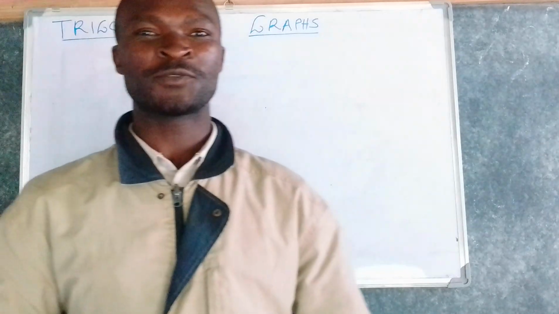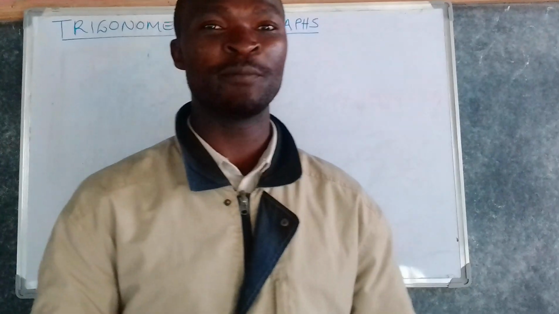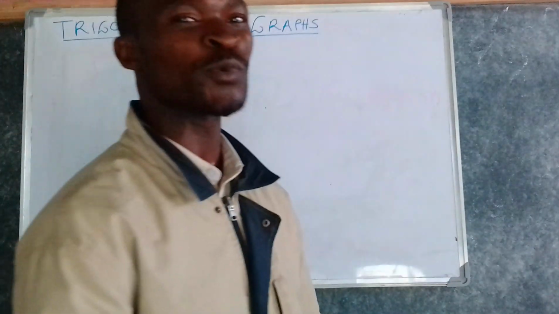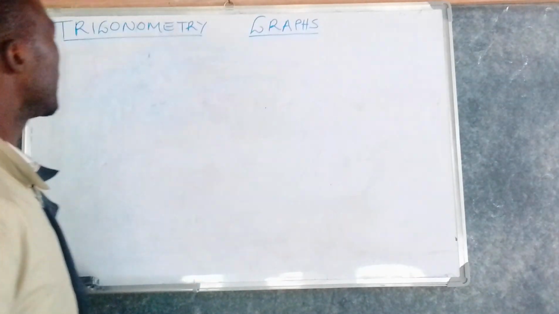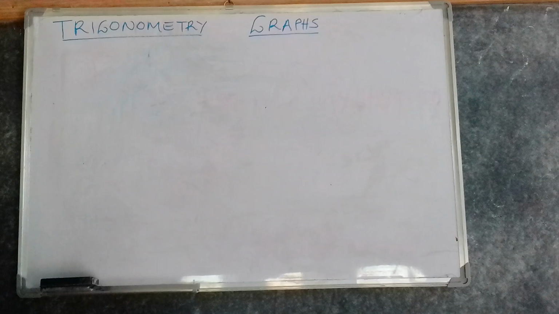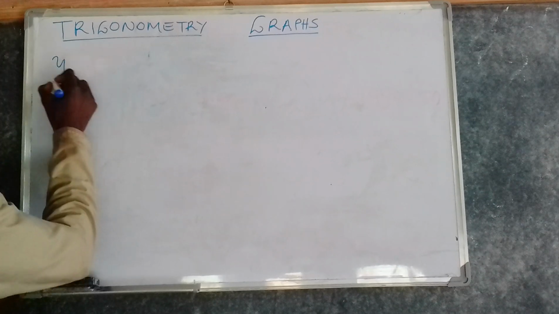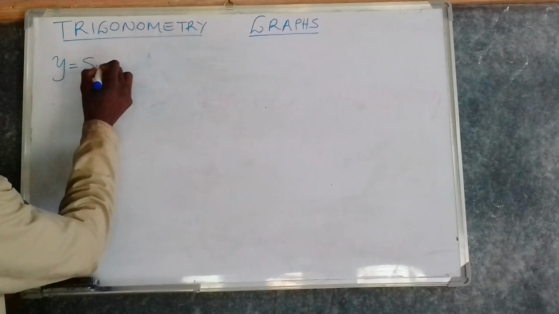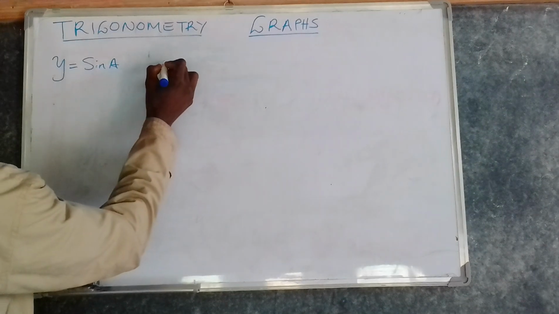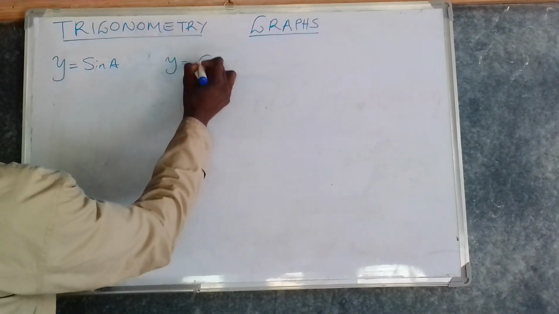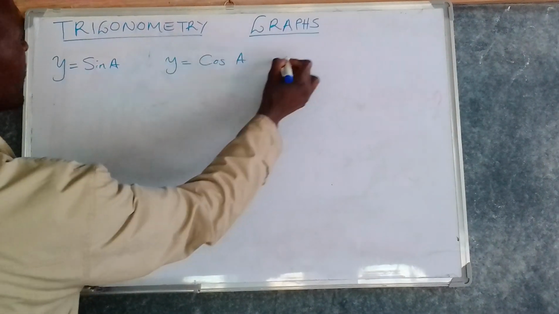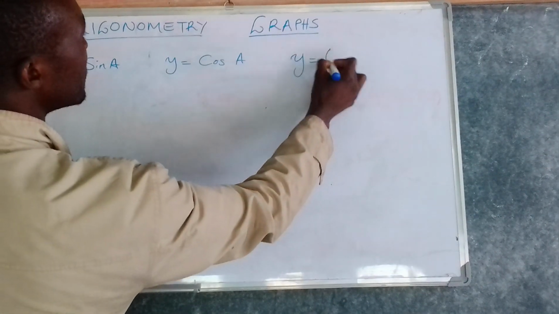As I was talking about trigonometry, trigonometry is the branch of mathematics that deals with triangles only. Therefore, on this topic, we are going to talk about trigonometric waveforms. When we are talking about trigonometric waveforms, we are talking about the graphs. We are talking about y equals sine A, then we also have y equals cos A, then we also have y equals tan A.